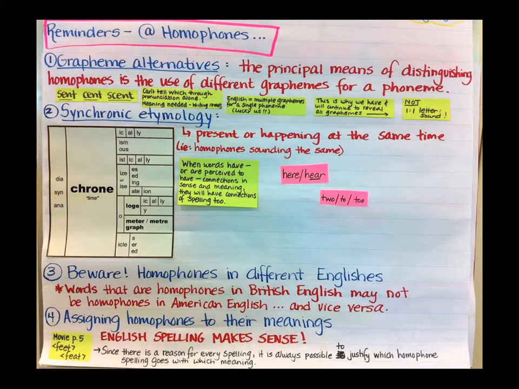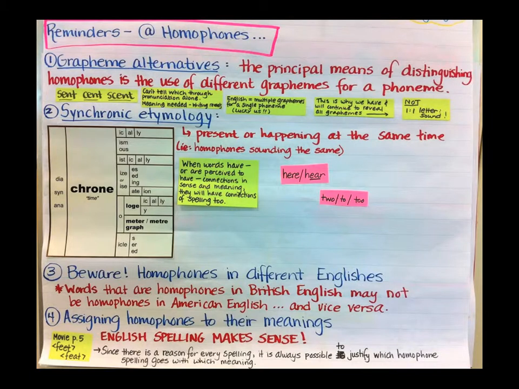The one thing to think about, especially with our population of students, is that homophones are different in the Englishes. So a British pronunciation of a word may mean that it doesn't have a homophone in British English, where in American English, because of the way we're pronouncing it, there is a homophone. Keep your eye out for those.